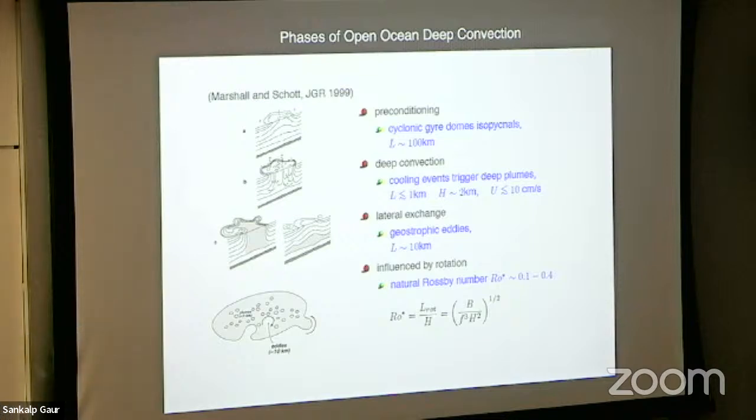So there is rotational influence. One can't observe the size of the plumes directly, but they're believed to be on the order of one kilometer. Once this event stops, the well-mixed water is at the bottom, so it's a way of ventilating the bottom ocean. So these are high latitudes: the Labrador Sea, the Weddell Sea, and you can even get it in the Mediterranean Sea at lower latitudes. So these are events that kind of motivate us.